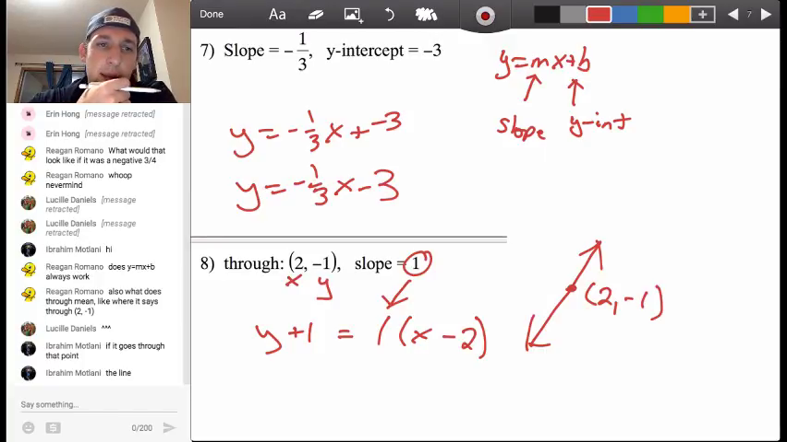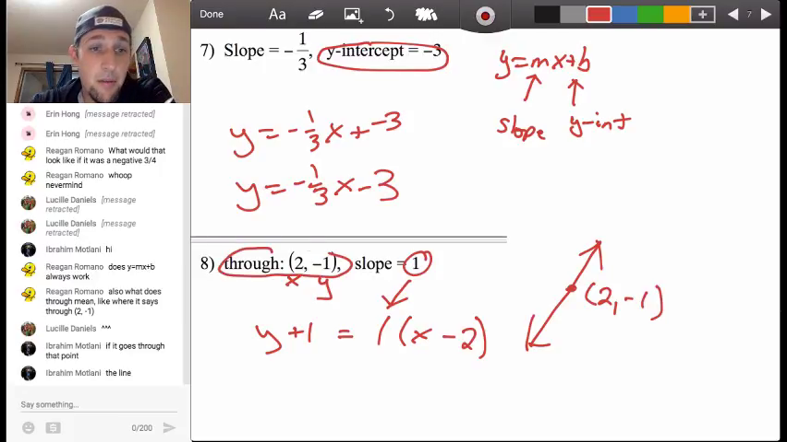And one quick thing, because Reagan asked, does y equals mx plus b work? I'm guessing she realizes, no, that doesn't always work, right? Because we use point slope form here. Really, the biggest thing to understand is if you're given the y-intercept, you want to use slope-intercept form. You want to use y equals mx plus b. If you're not given the y-intercept, so you're given something like this instead, you're given a point that it goes through, guess what? You're using point slope form.